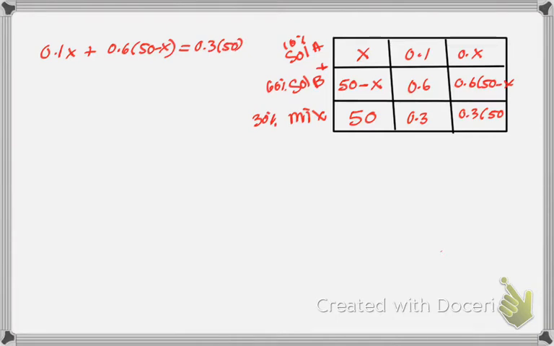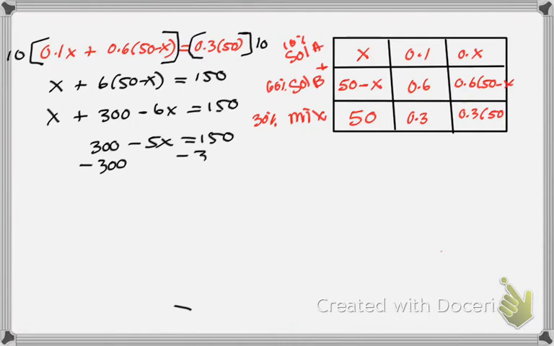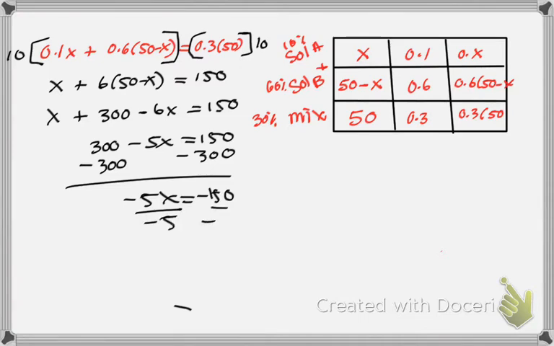I want to get rid of my decimal. I'm going to multiply both sides by 10. Why not 100? Okay, 10. So I just need to move my decimal once. x plus 6 times 50 minus x equals 150. 10 times 0 and 3/10 becomes 3 times 50, which is 150. All right, I'm distributing. x plus 300 minus 6x equals 150. Negative 5x plus 300 equals 150. Subtract 300. Negative 5x equals negative 150. Divide both sides by negative 5.